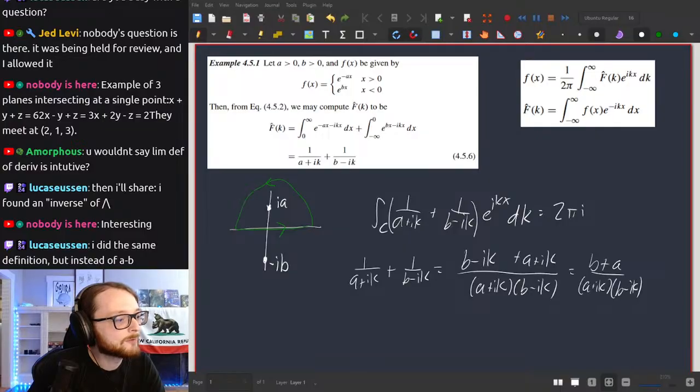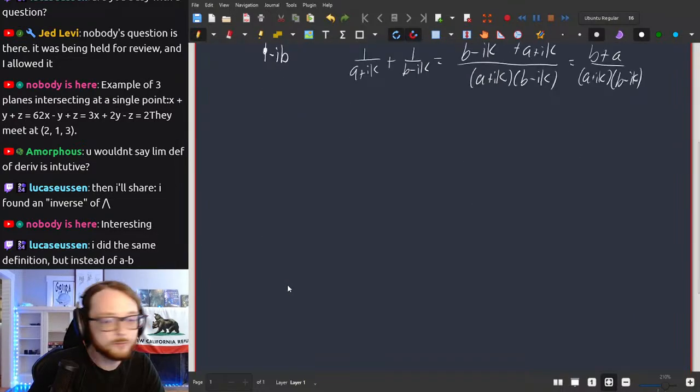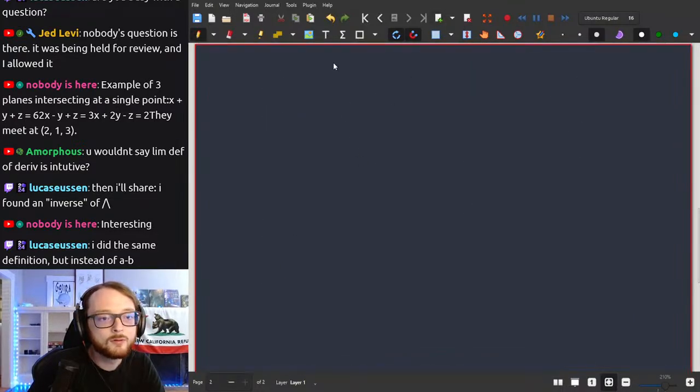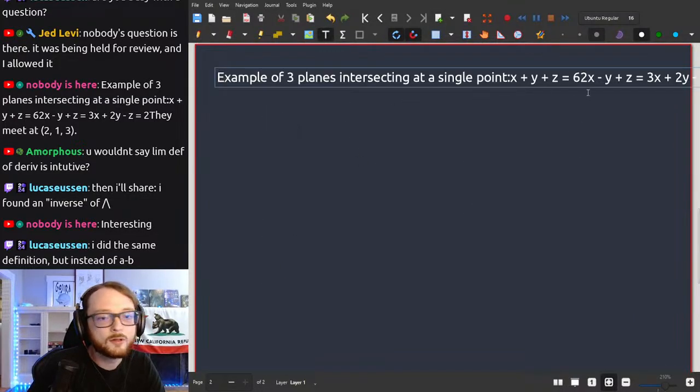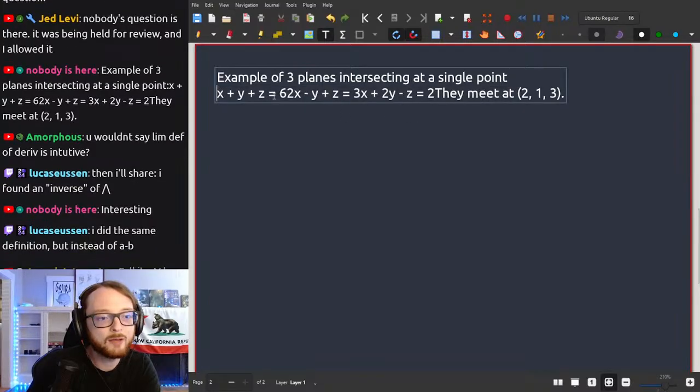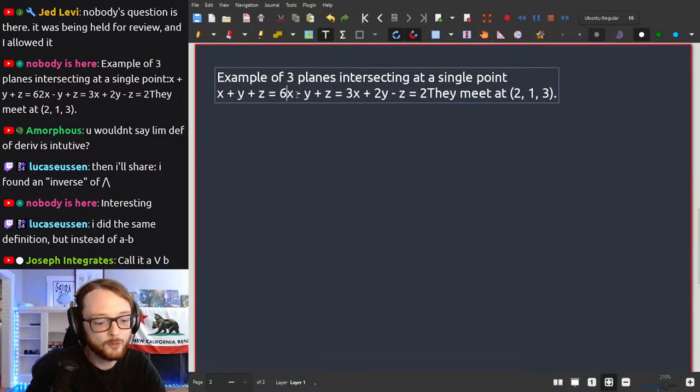You want to say limit definition of derivative is intuitive? That is it. I think it's intuitive. I wouldn't say everything is intuitive though. Oops. Oh no.